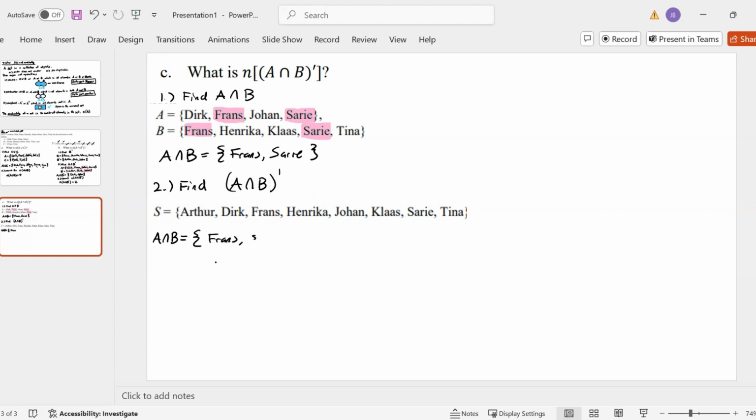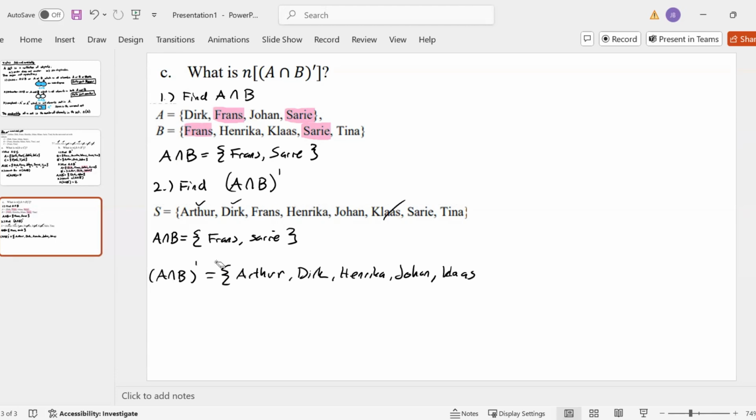Okay. So there is S, and then our intersection, A intersect B, is equal to Franz and Sorry. And so the complement of that, so the opposite, is basically don't want Franz and don't want Sorry. So everything else is okay. So Arthur, okay. Dirk, that's okay. Franz, nope. Henrika, that's okay. Johann, that's okay. Claus, that's okay.